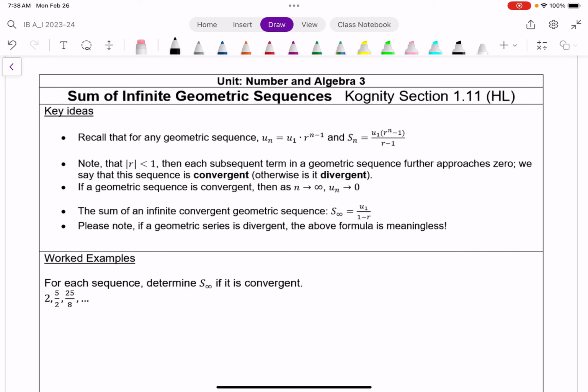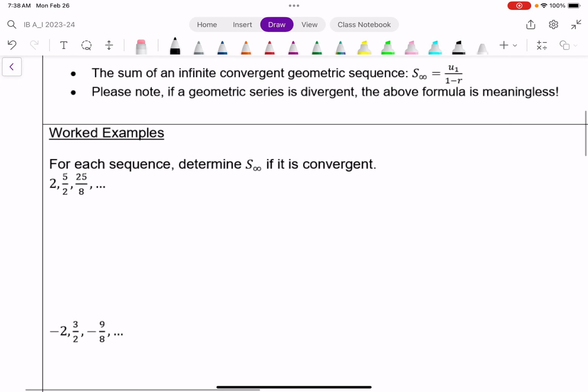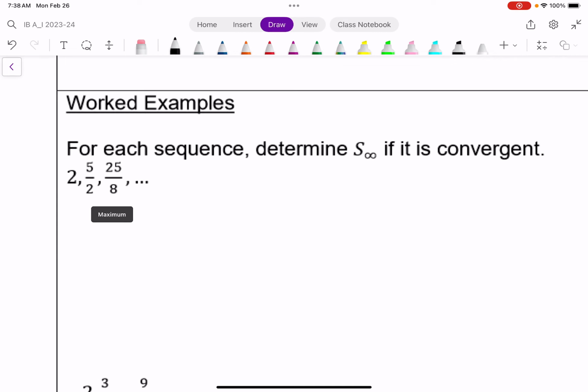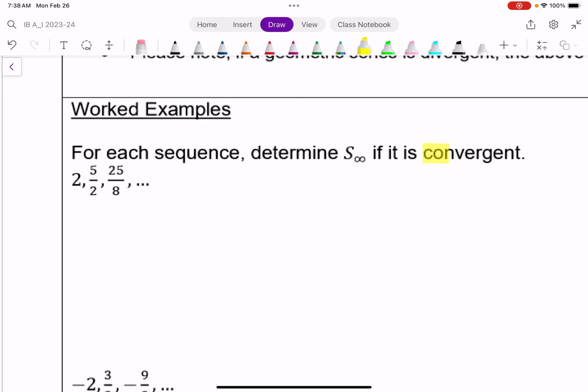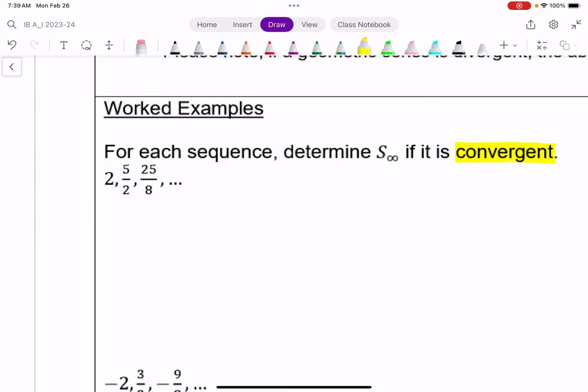Right, so I want to look at the idea of an infinite geometric sequence and the scenarios in which you can find the sum of a sequence in which the terms go on forever. For these questions, I want to find that sum if it is convergent, which means it's possible. If it's convergent, that means every subsequent term gets closer to zero, and that is not the case in this sequence.